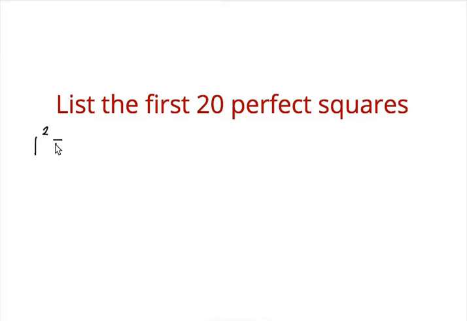So 1 squared equals 1. 2 squared equals 4. 3 squared equals 9, right? So these right here are your perfect squares, 1, 4, 9.